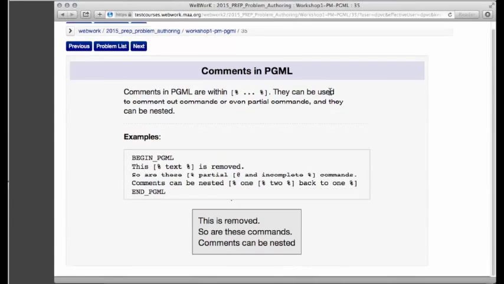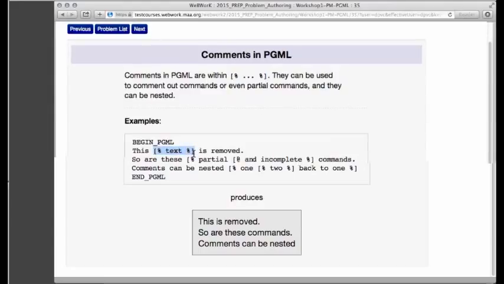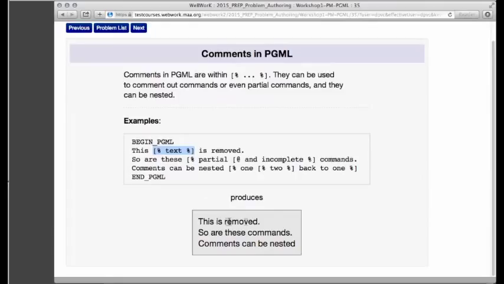Comments in PGML. Someone asked about the hash being a comment. Well, the hash is not a comment inside PGML. The way you have a comment in PGML is you put it inside square brackets with percent signs inside of it. So this particular piece of text gets removed. You say down here, this is removed. The text doesn't appear there. And you can comment out commands and other kinds of things.